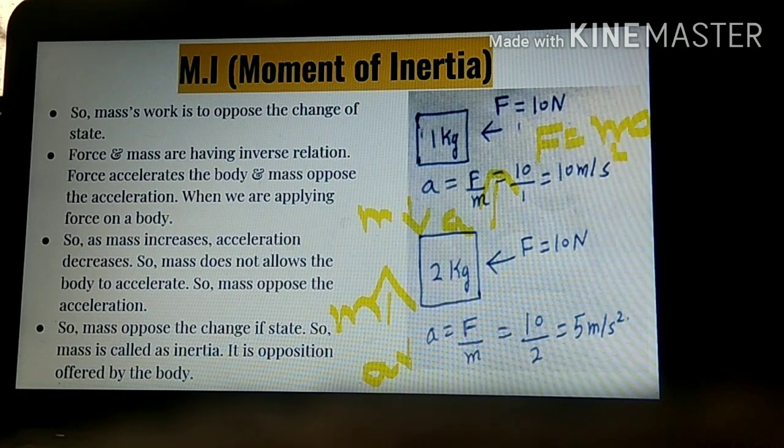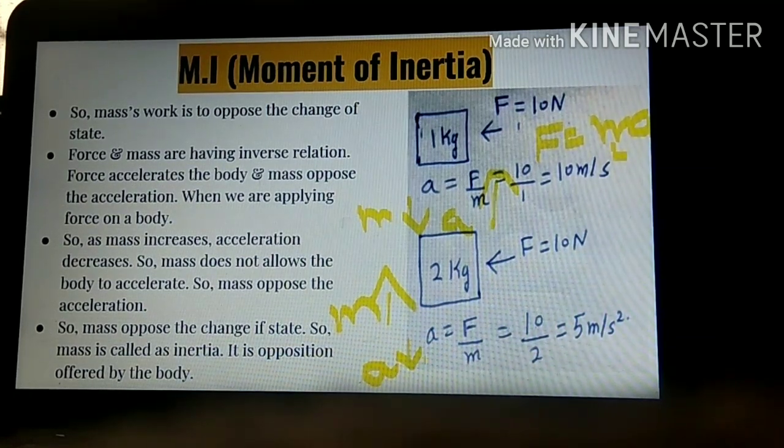So what condition can we prove over here? That mass and acceleration have an opposite relation, or we can also say that mass opposes the acceleration. Mass and acceleration have an inverse relation. Force accelerates the body. Force tries to accelerate the body, but mass tries to oppose the acceleration when we are applying force on the body.